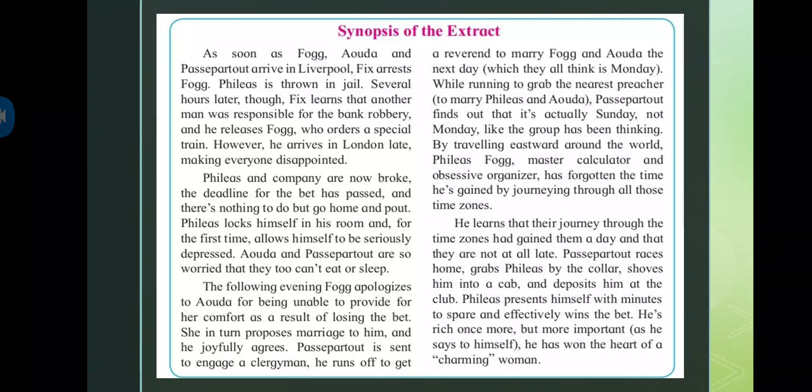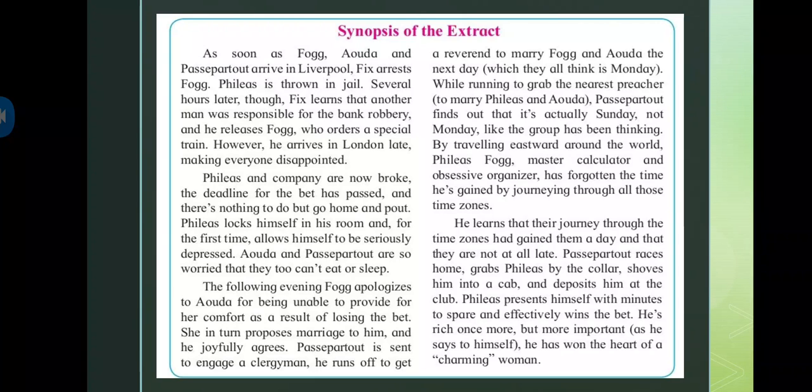Passepartout races home, grabs Phileas by the collar, shoves him into a cab, and deposits him at the club. Phileas presents himself with minutes to spare and effectively wins the bet. He is rich once more. But more important, as he says to himself, he has won the heart of a charming woman.